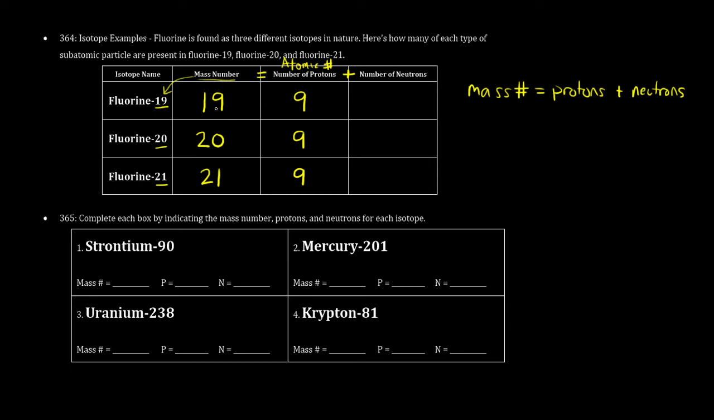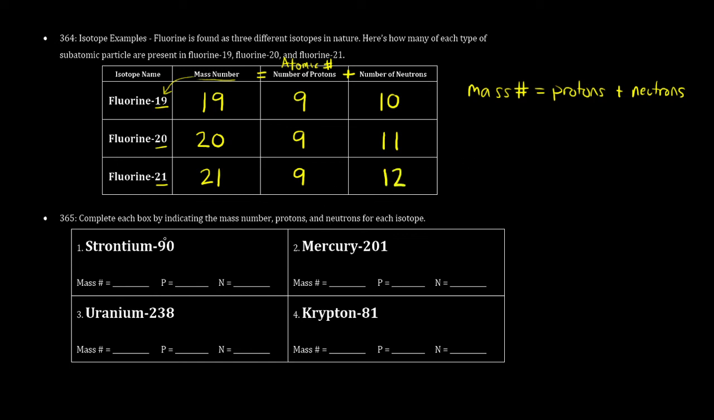Or in other words, 19 for our mass number, subtract out the number of protons, and you're left with the number of neutrons, which would make it 10 in this case. Down here for fluorine 20, you have 20 as a mass number, 20 protons and neutrons. Subtract out the 9 protons, and you're left with 11 neutrons here. And then for fluorine 21, you have 21 protons and neutrons. 9 of them are protons, which means you're left with 12 neutrons.